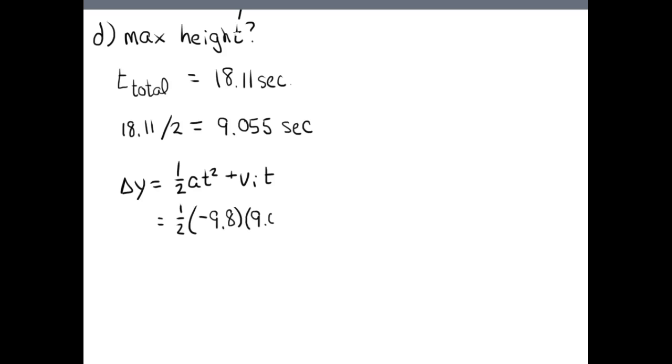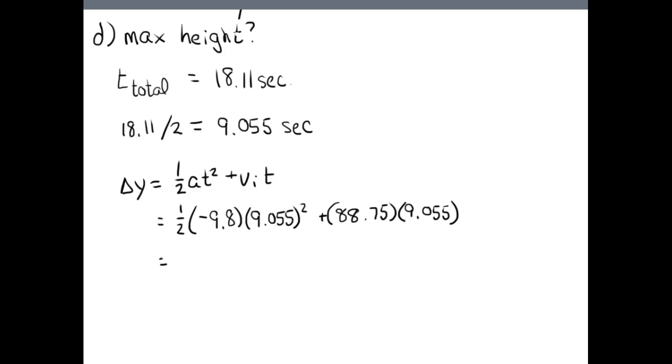That's 9.055 squared plus vi, again, from last step, that was 88.75 times t, 9.055. Do the algebra. This is going to be one big negative number. This is going to be one big positive number. Subtract this negative from your positive.